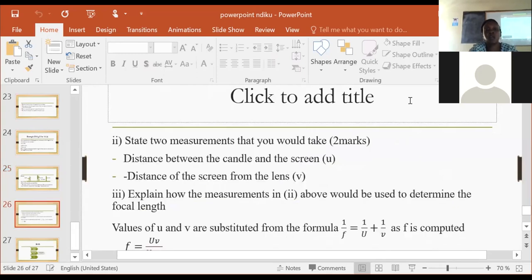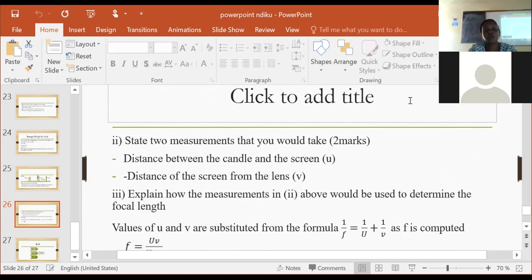Then state the two measurements that you would take. Of course, we know we are determining the focal length. So we need the distance between the candle and the screen, which will be our object distance, and the distance between the screen and the lens, which will be our image distance. Those are the measurements which will be our variables. So you have 2 marks for that, a mark each.